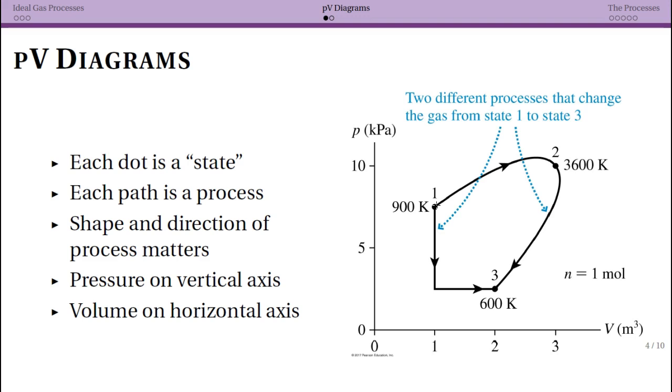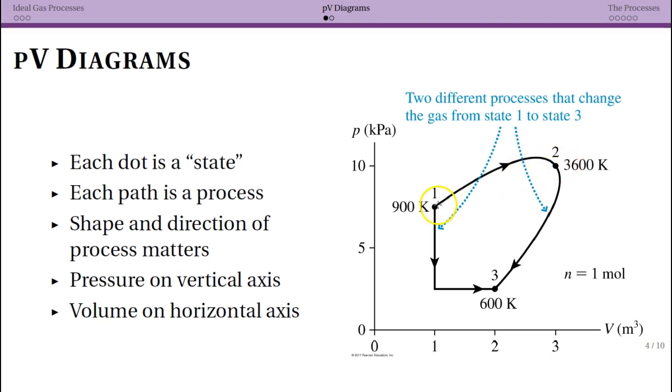Note that the shape and the direction of the process matters, and we'll soon be talking about why. If you have a cycle, which is typically a closed path, you would definitely want to label each one of these dots. Just like talking about initial or final, it's important to label the dots, and if we have more than two states to talk about, you might as well use numeric labels.